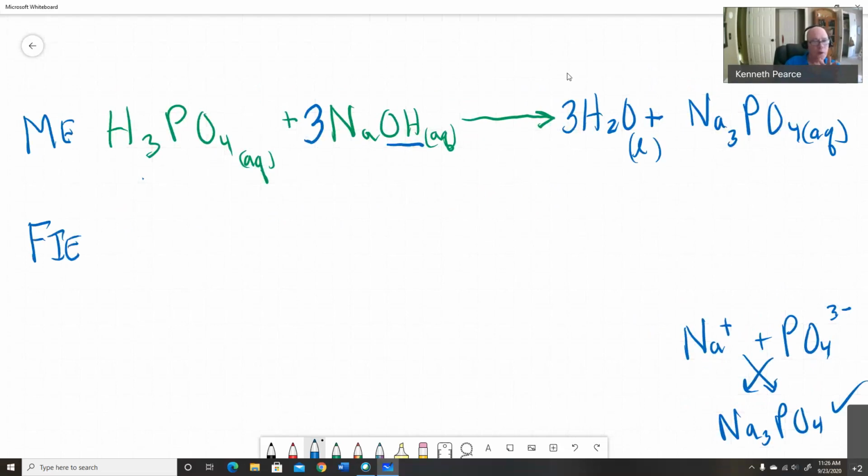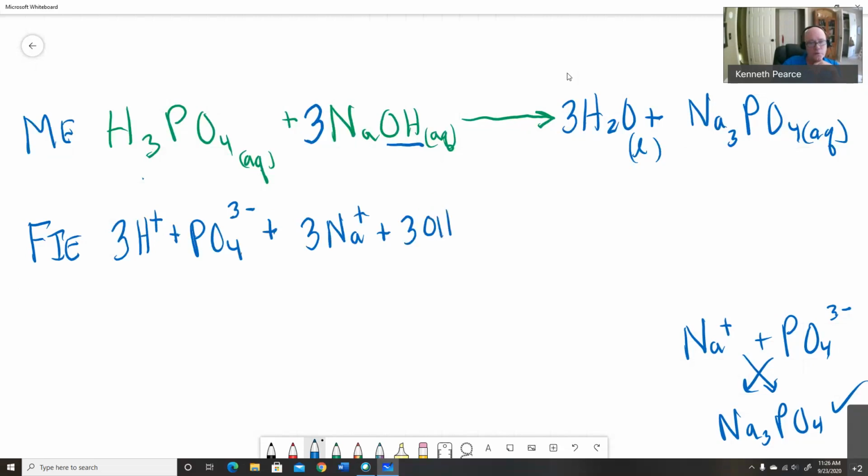And keeping in mind, what do acids do? They produce H plus, and this is called polyprotic because it's producing 3 protons, plus that phosphate. Got to remember our charges on our polyatomics. Phosphate has a 3 minus, plus that's 3 sodiums, plus the 3 hydroxides. Don't break up the OH. It's just 3 of them, and it has a -1 charge. And then, of course, since the water's liquid, we leave it alone.